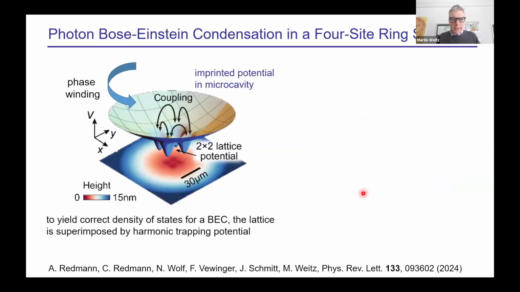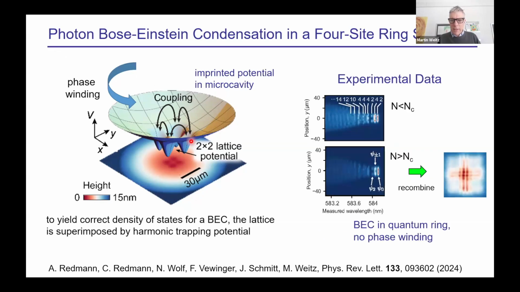Okay, we more recently extended that to a four-sided quantum ring, so basically a ring with four sides. Again, this was superimposed by a harmonic trapping potential to be able to realize a BEC. And there we can condense in the ground state wave function with no phase winding, and the phase is stable, as you again see if you look at the interference pattern.